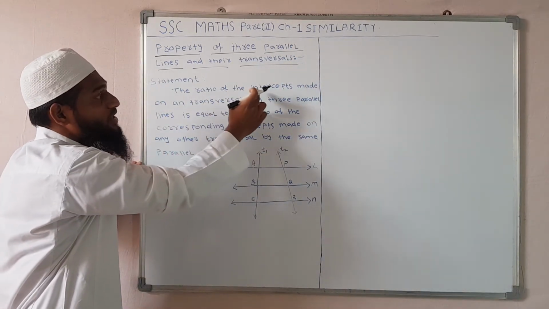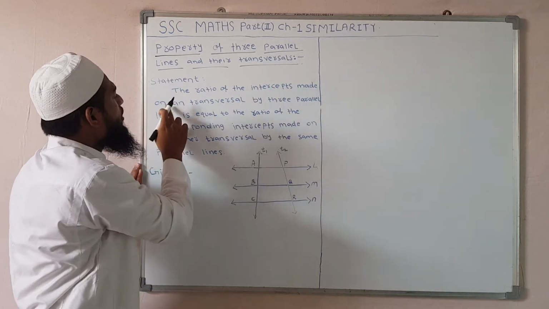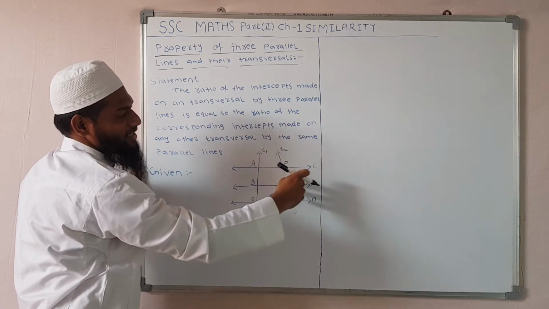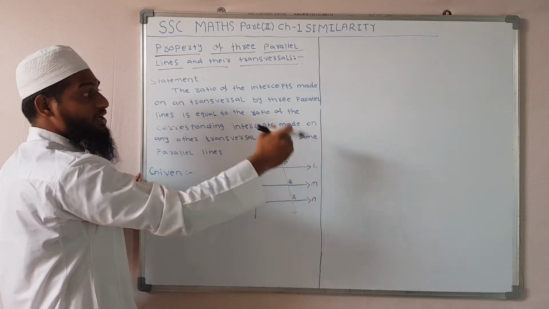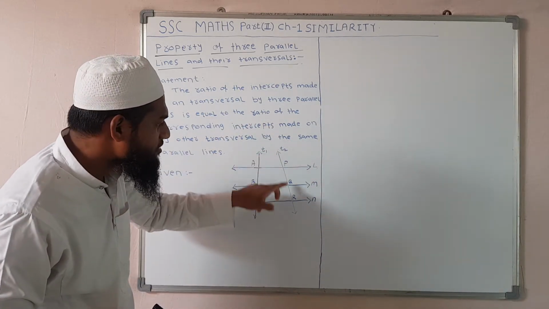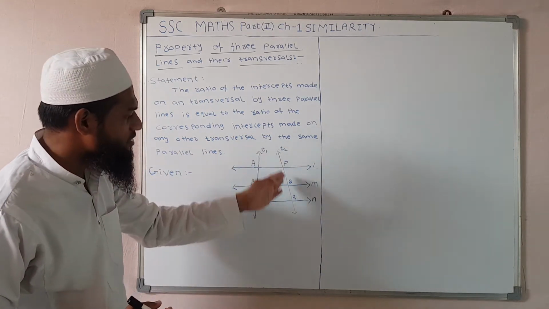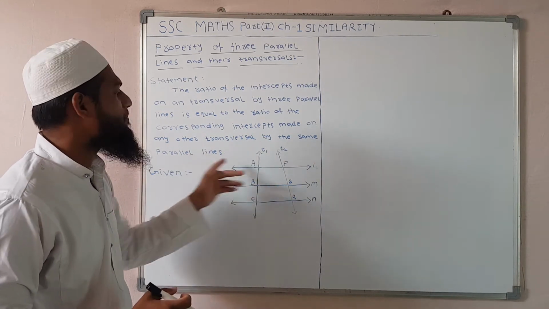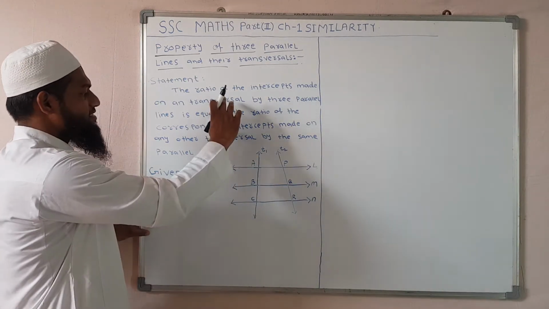The ratio of the intercepts made on a transversal by three parallel lines is equal to the ratio of the corresponding intercepts made on any other transversal by the same parallel lines. Okay, what is the statement?